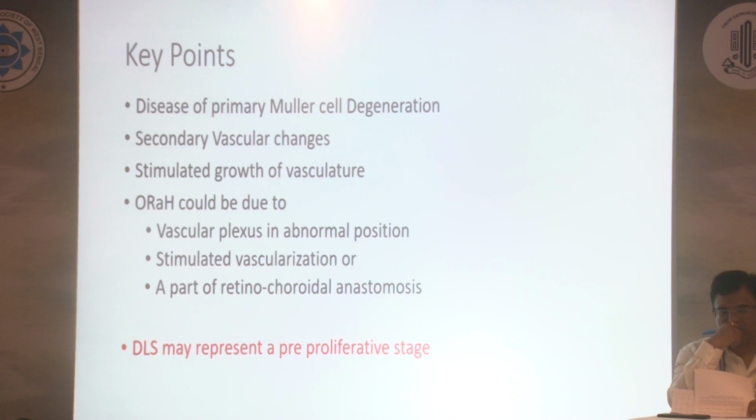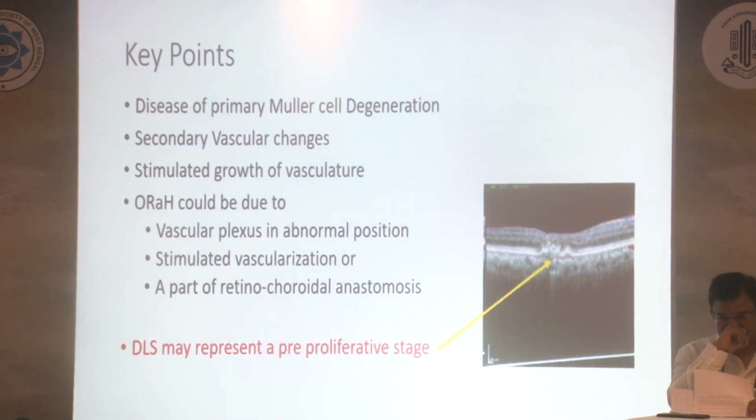So the key point is that even though MacTel is an atrophic disease, it has secondary vascular changes. It stimulates not neovascular, but vascular changes in multiple layers. And at one point of time, it stimulates a neovascularization. And just before that point, the RPE-Bruch's separation happens, that is a DLS sign. So that is the significance of this paper.